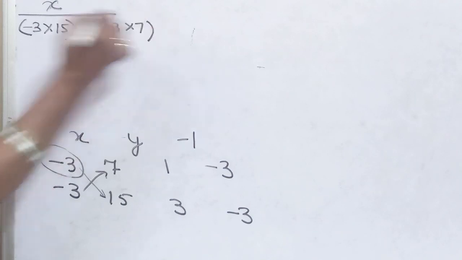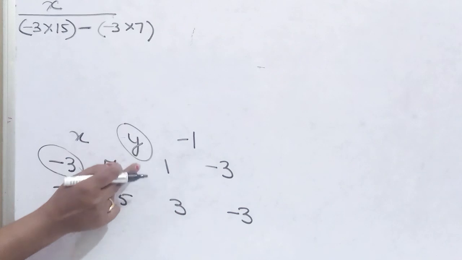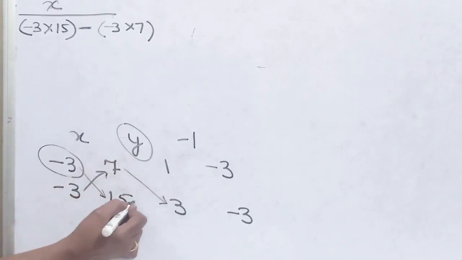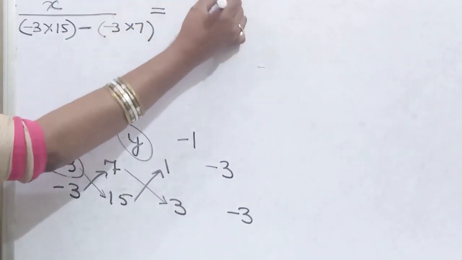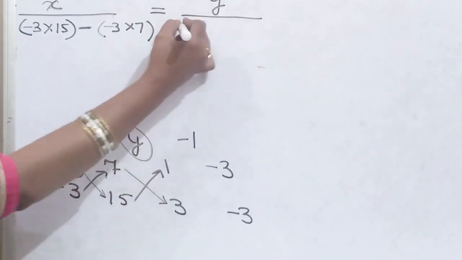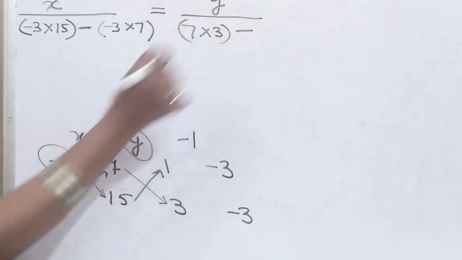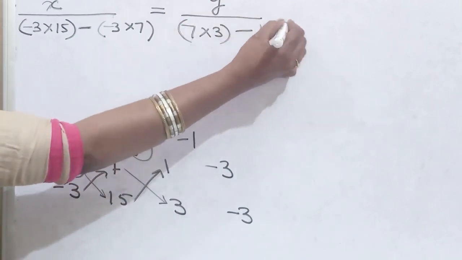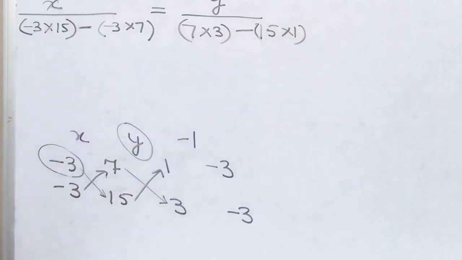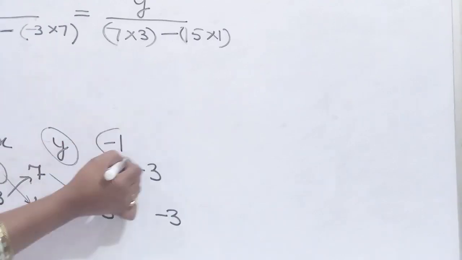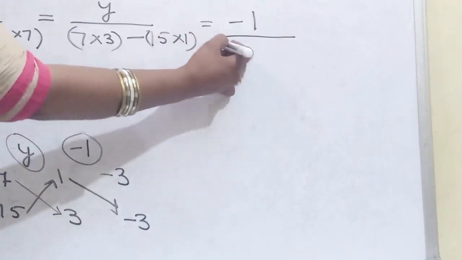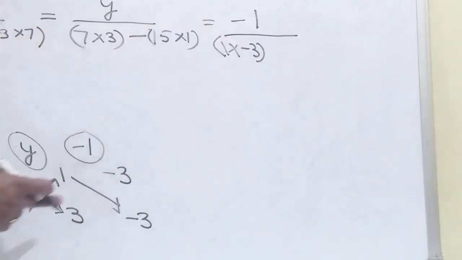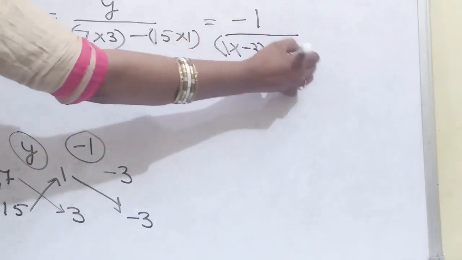Minus 3 into 7. In the same way, I will apply this method for y: 7 into 3, 15 into 1, and apply a minus sign in between. How? y upon 7 into 3, minus 15 into 1. Now we have to apply this for minus 1. How do we do it? It is minus 1 upon 1 into minus 3 and minus 3 into minus 3.